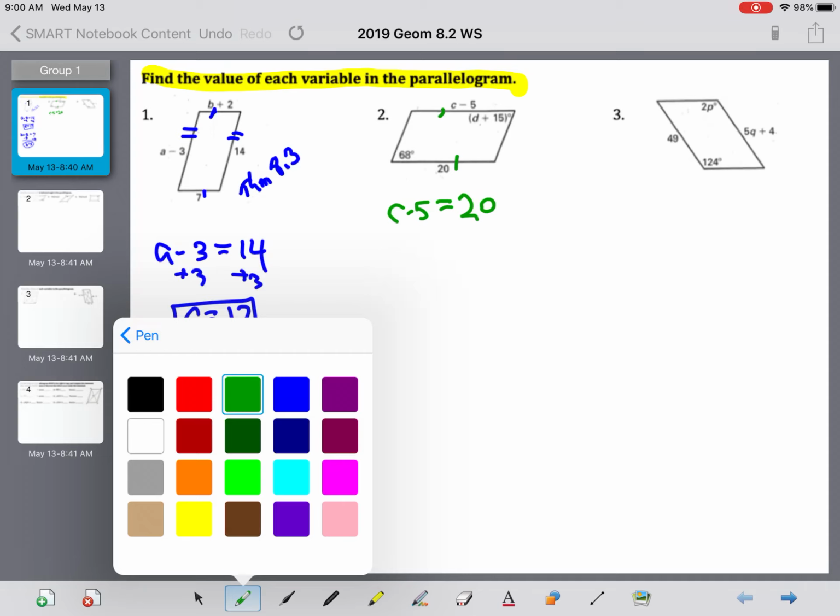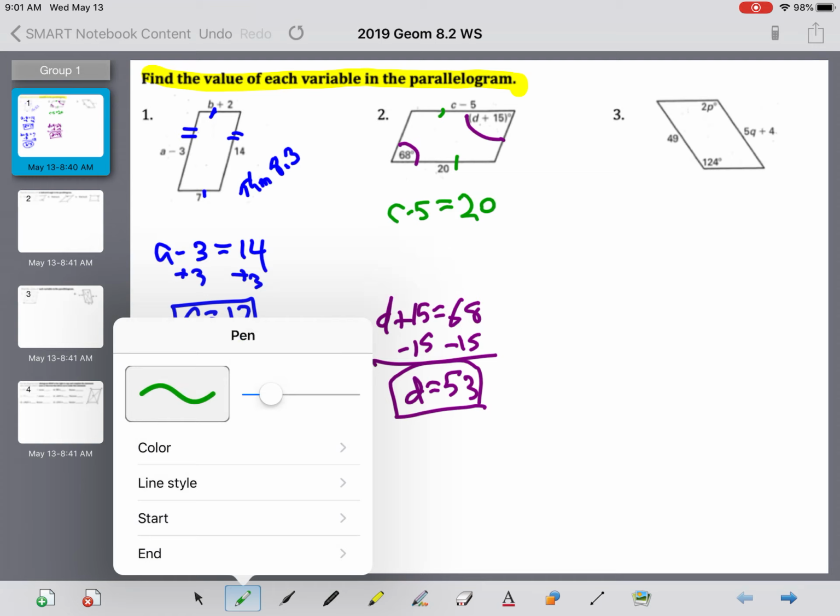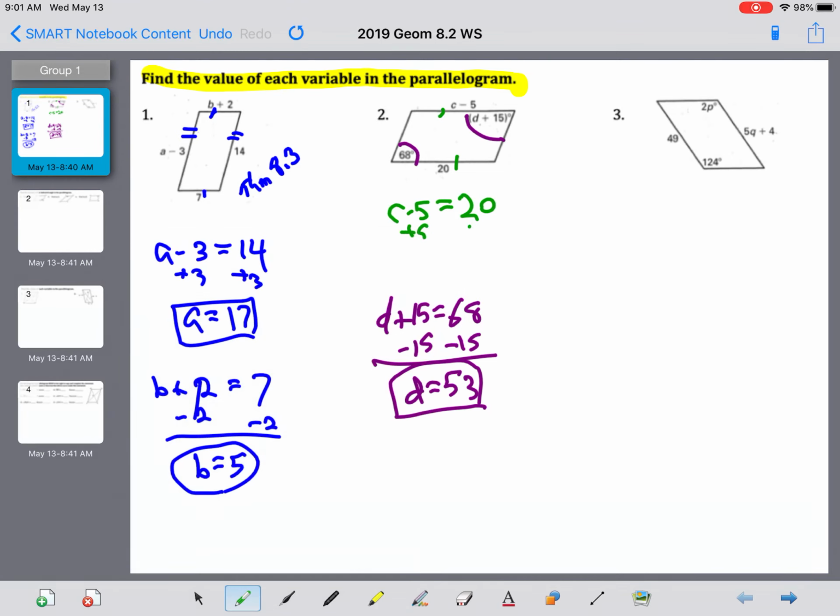And we have opposite angles here congruent via Theorem 8.4. So Theorem 8.4, now we'll say that d plus 15 equals 68. So I'm going to finish this one here first. So that means d equals 53. And I'm going to switch back to green. I'm going to add 5, so that means c equals 25. So this was Theorem 8.3, and this was Theorem 8.4.